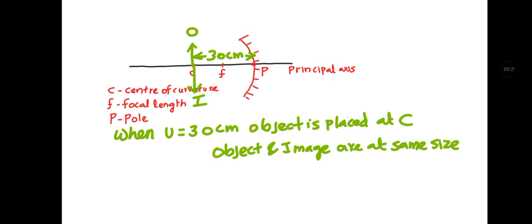When the object is placed at 30 centimeter, it is on the center of curvature. When the object is placed on the center of curvature, its image produced by the concave mirror is inverted and equal in size. So object and the image are of the same size when it is placed on the C, where the distance of the object from the pole is 30 centimeter, because C equal to 2F, F is equal to 15 centimeter, which is given. So C equal to 30 centimeter.